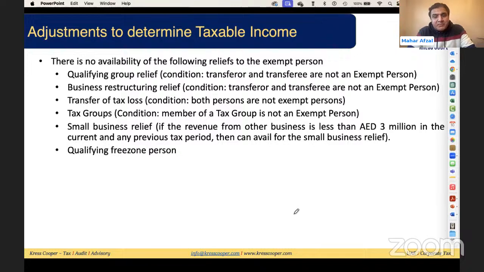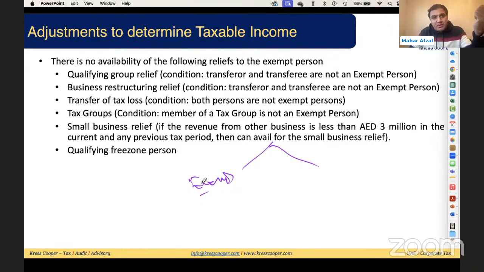Small business relief. Now in the small business relief, there will be two types of income of the business. One will be exempt business. Basically, this is applicable if the company is doing any other business other than this. For the exempt person, this is very straightforward. They will not be able to enjoy the qualifying group relief.